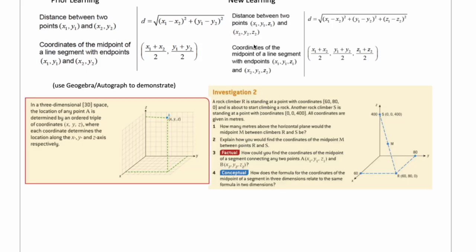Hello, this is Mr. Collier, and today we're doing 3D distance formula, midpoint formula, and right angle trig. Okay, here are the formulas from the formula booklet.